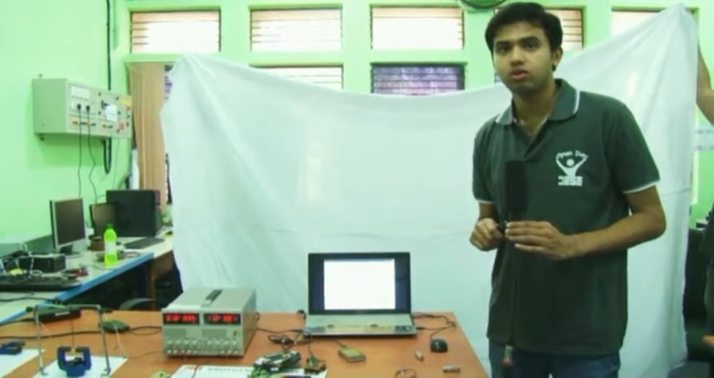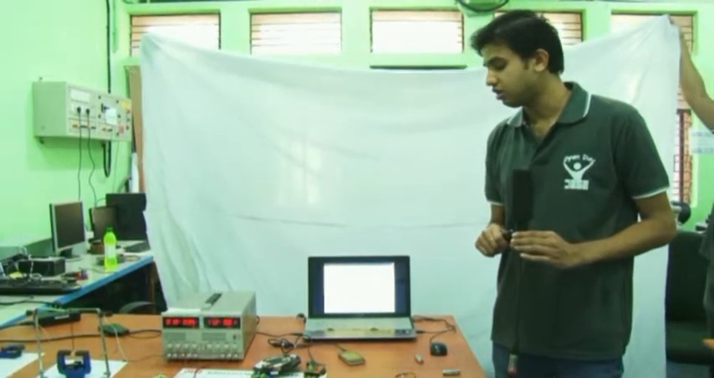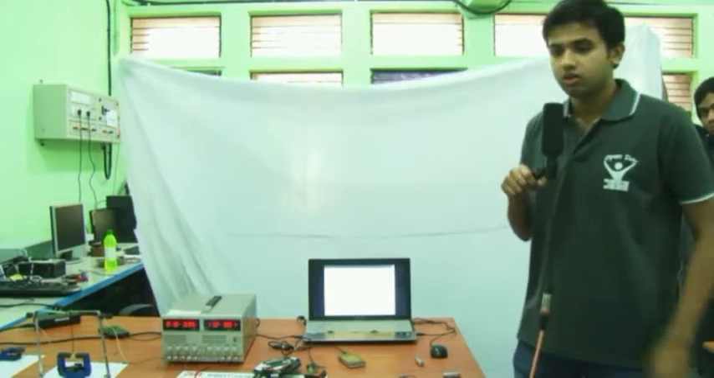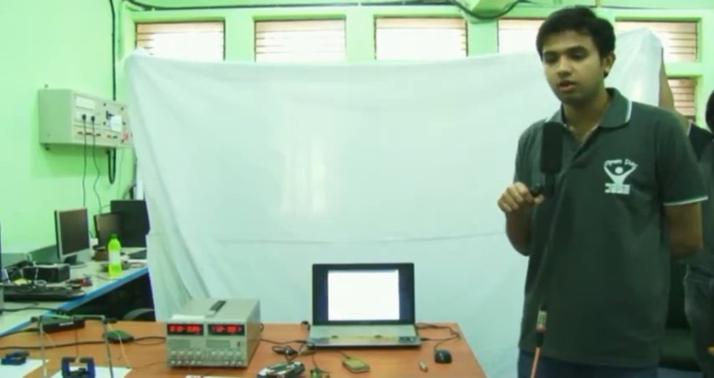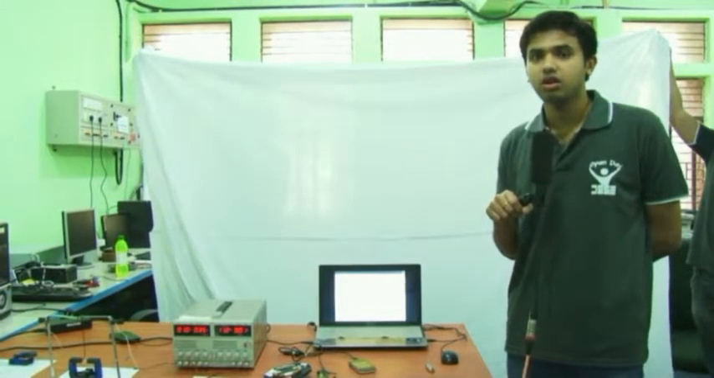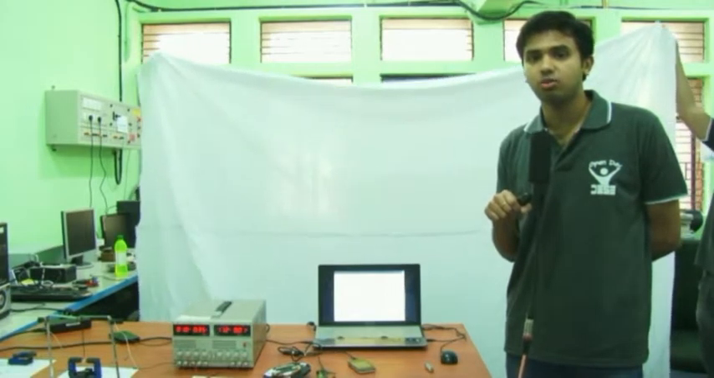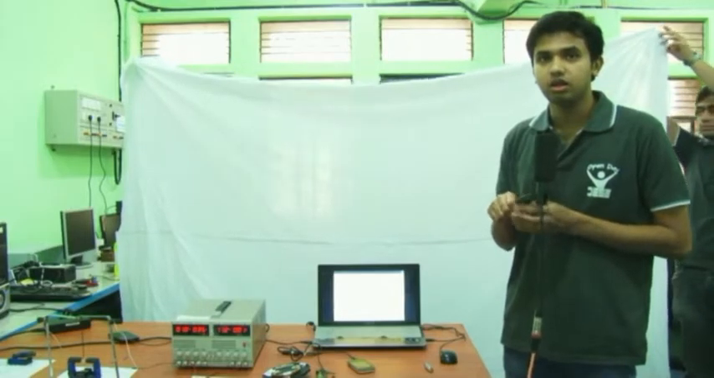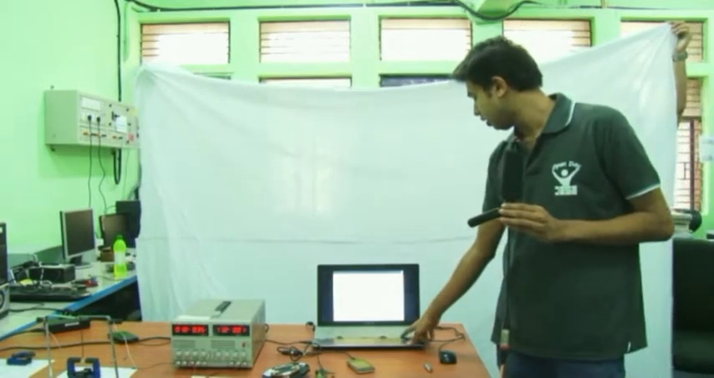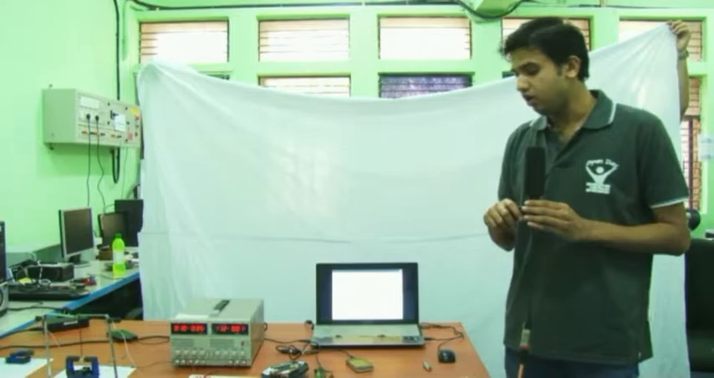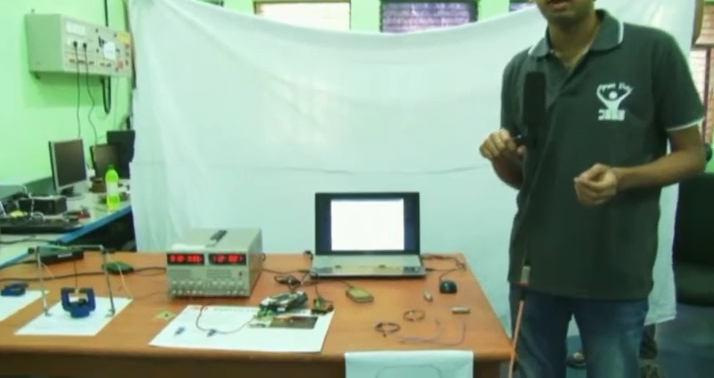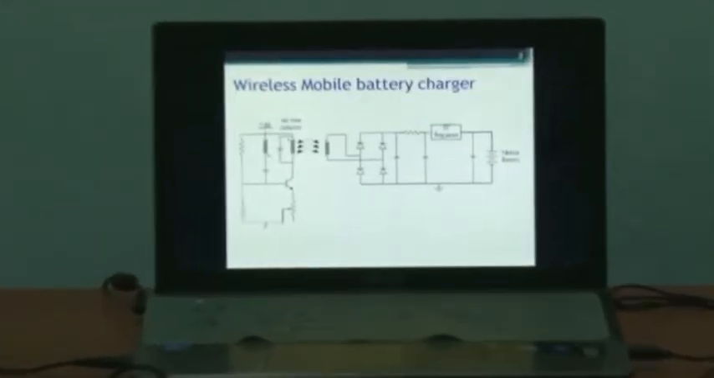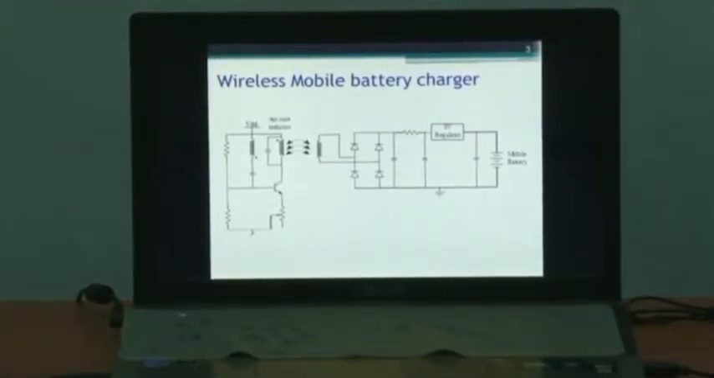Here I am going to demonstrate the wireless power transfer principle and its practical applications on mobile charging. The major principle behind wireless power transfer is that a time-varying magnetic field on an air core can produce an induced EMF on the receiver coil.